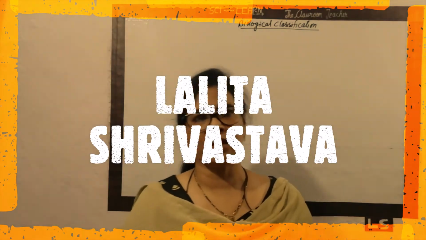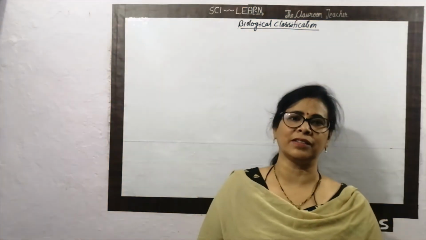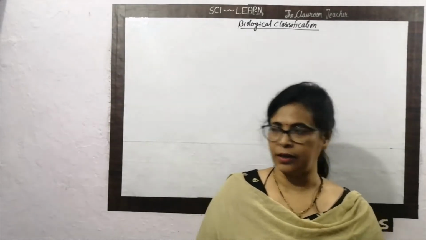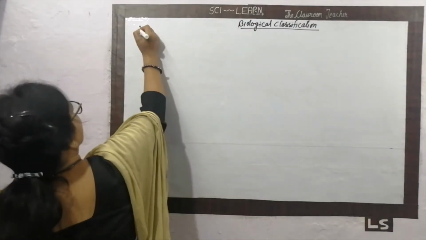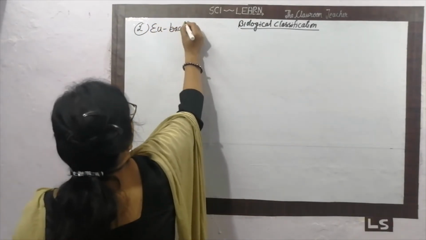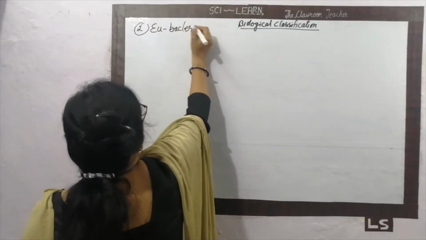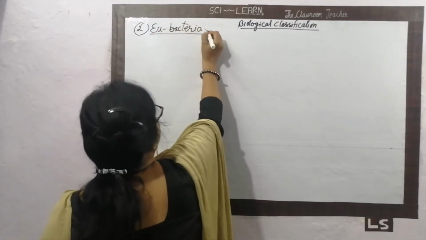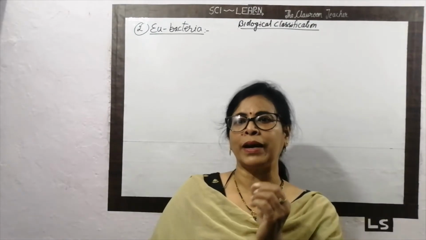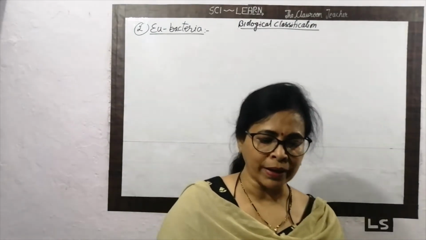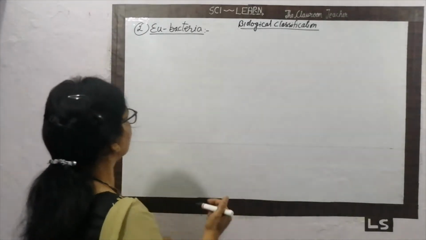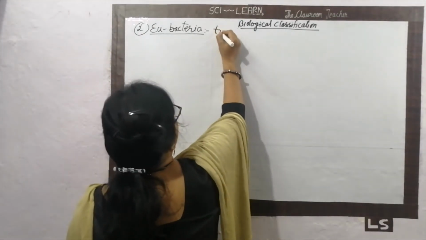Once again, class 11th biology, the same lesson, that is the biological classification. The second class of the kingdom Monera is the Eubacteria. Eubacteria is actually the true bacterial class. It is called the true bacteria because these are the bacteria of the modern era.